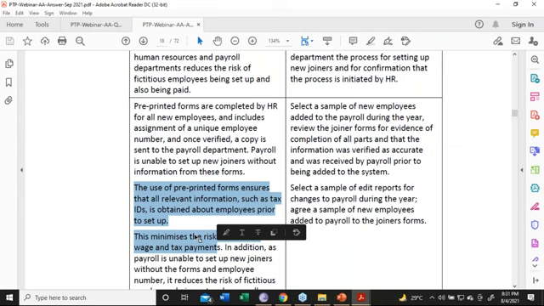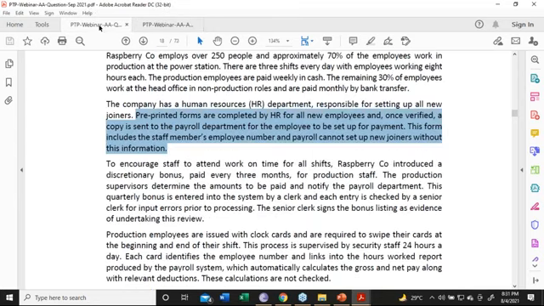If you don't wish to write more, you are done with 1 mark. The use of pre-printed forms will ensure that all relevant information is obtained and there are no incorrect wages and tax payments. Is this clear? How to test that particular test of control? How to test that particular control?